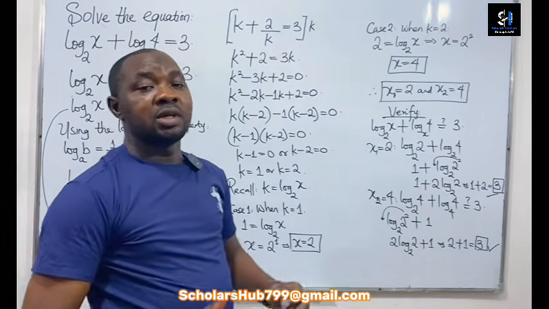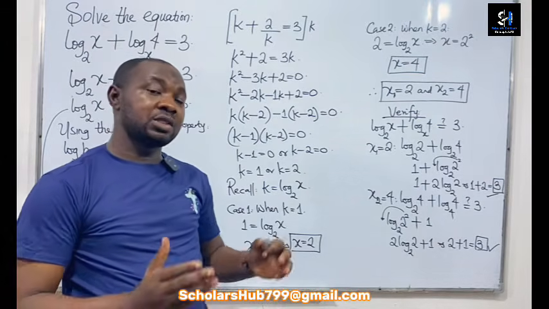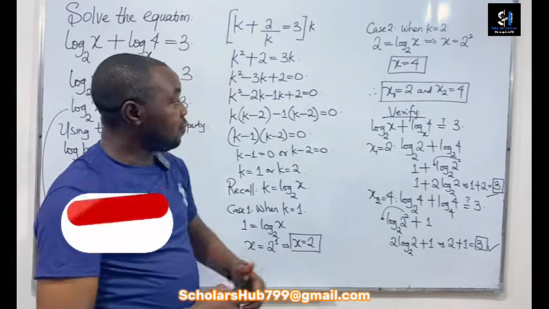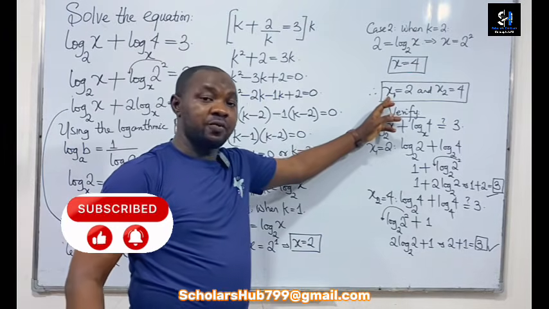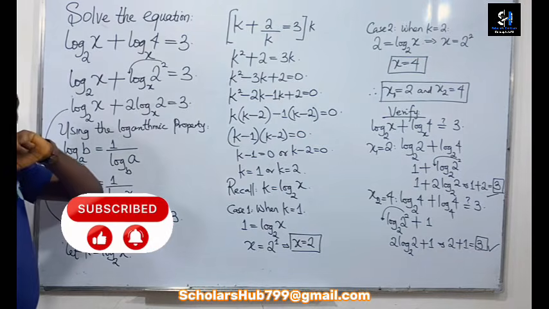Verified. So x equals 2 and x equals 4. That is 2 and 4, which are the two values of x. Those are the two values of x that will satisfy the logarithmic equation.